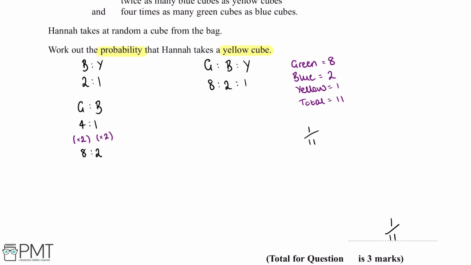Now this question's worth 3 marks. We'll get our first mark for forming these two ratios at the start, our second mark for combining these two ratios, and our third mark for the correct answer.